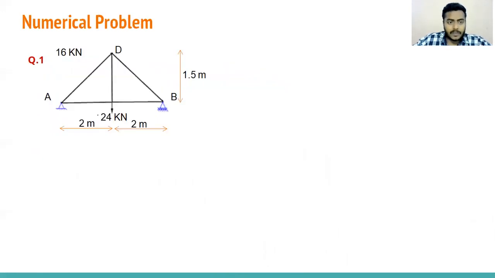So this is the first question that we have. First, we calculate the support reactions. You can say this is a pin joint, so I'm writing V_A and H_A. This is the roller support, right? A roller support cannot resist horizontal forces, so the reaction in the horizontal direction, H_B, will be 0.